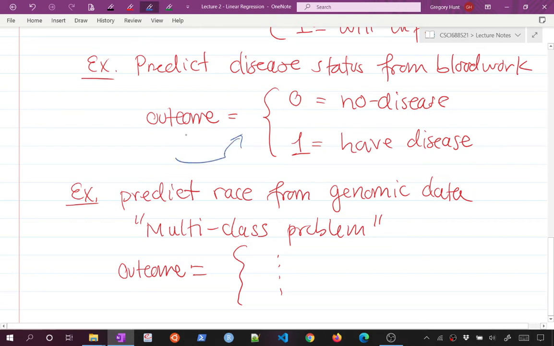Alternatively, these problems where we're predicting one of two outcomes are called binary problems. Binary problems are the simplest, and there are a lot of really interesting binary problems: disease or not, default or not. But there are also some, and it's much harder, very interesting multi-class problems where we have more than two possible outcomes.